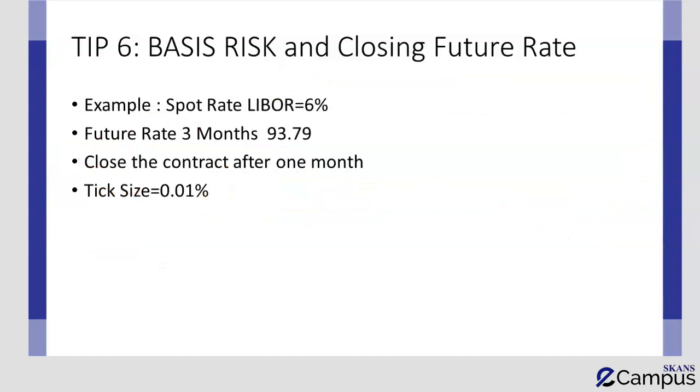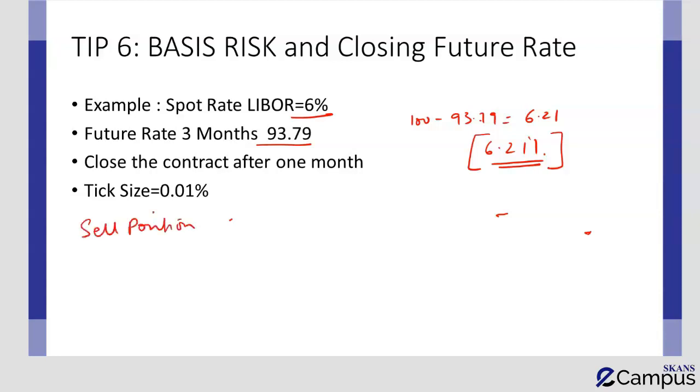So let's take an example to clarify it further. What if at the time that I wanted to take a future, the spot rate LIBOR was 6%, and the future rate for 3-month LIBOR is currently given at 93.79. So what does that mean? If the future rate of a 3-month is written 93.79, that means 100 minus 93.79 is equal to 6.21. So 6.21 means the interest rate is 6.21%. So the loan to borrow or lend is given at 6.21%. Since I want to take a loan, I will have a sell position. So I have taken a loan at 6.21% using the interest rate future. I haven't taken the loan, I've agreed to borrow at 6.21%.